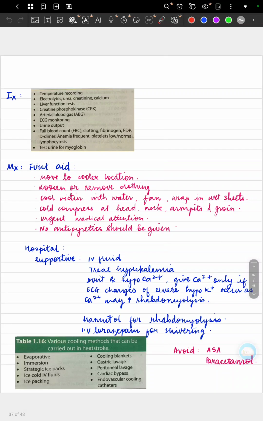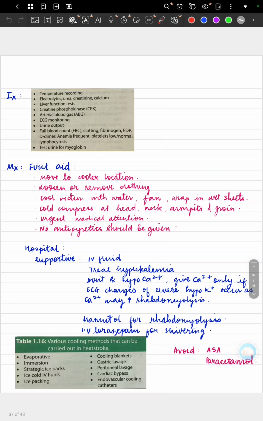Then investigations. You have to record the temperature. Then CBC, electrolytes, liver function test. For rhabdomyolysis, you go for creatine kinase levels, ABG analysis, ECG monitoring, and urine output monitoring. For DIC, we look for the full coagulation profile of the patient and test the urine for myoglobin.